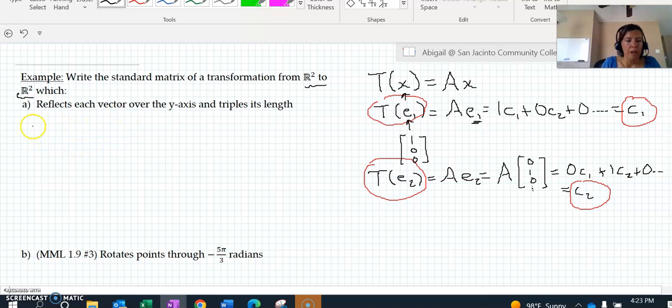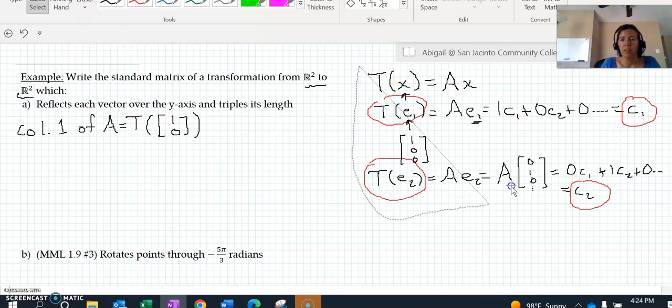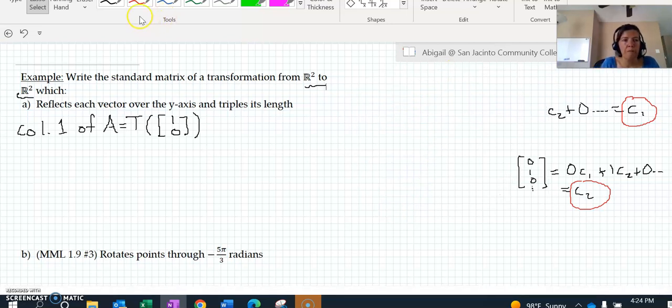So if we want to find, let's say, column 1 of the matrix A, what we can do is apply this transformation to the first unit vector. So if we're talking about R2, that's just going to be 1, 0. And here's where you can draw yourself a picture. And I might actually get rid of a lot of this right here. Let me delete to clear some space so I can draw.